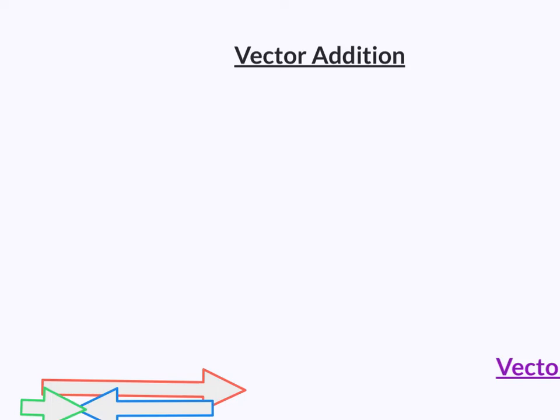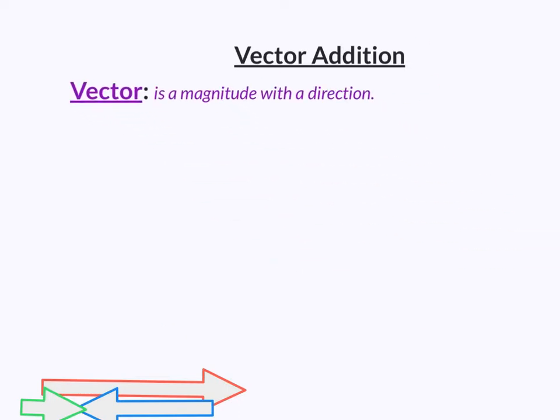Okay, and welcome to the introduction of vector addition. So vector addition, first what we need to know is what vectors are. Vectors, if you don't remember, are basically a magnitude with a direction. So things like velocity, force, displacement, all of that is a magnitude. It's going to be an amount, right, with a direction applied to it.